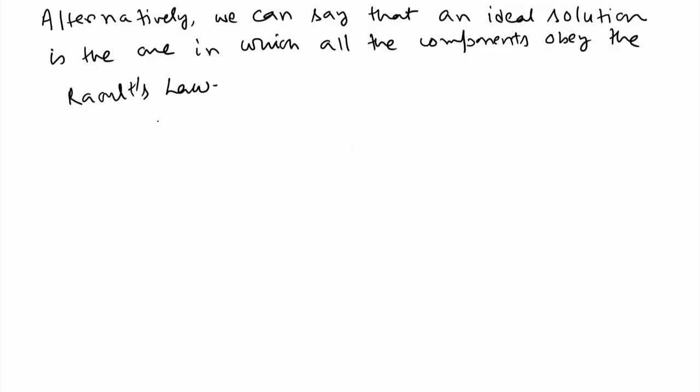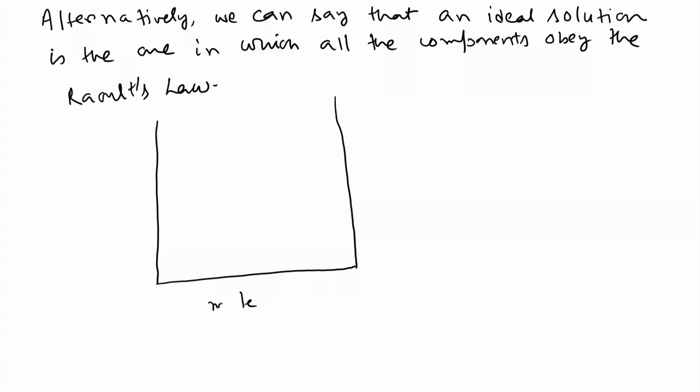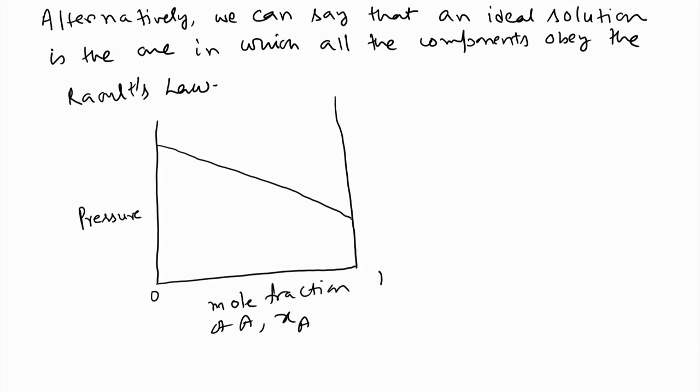So, if we plot mole fraction of A versus pressure, we can get a plot like this. So, when xA is 0, this is nothing but PB star. And when x equals 1, this point is nothing but PA star.